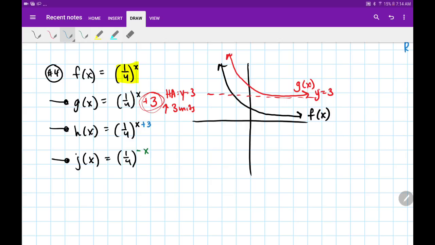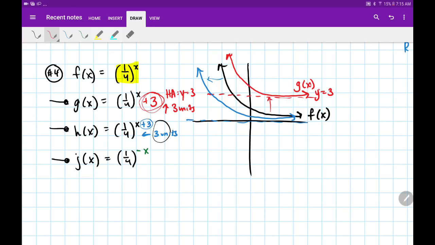Next, let's look at h of x. Now I have a plus 3, but it's small and it's inside my exponent. That means it's being shifted the opposite way it seems. It's actually being shifted to the left 3 units. So my horizontal asymptote, notice, is still y equals 0 because there's no number hanging off the end. But it's been shifted to the left 3 units. So h of x graph actually looks like this. It still has the same horizontal asymptote. It's just more to the left than before. Whereas this plus 3 hanging off the end is up.